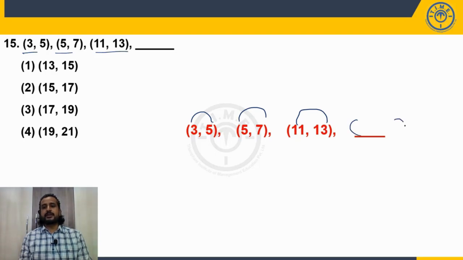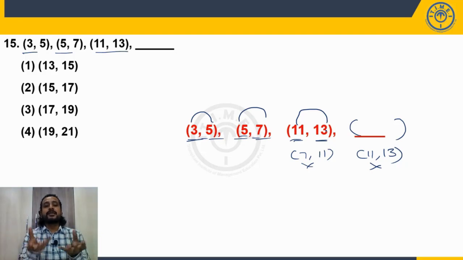So what should be the next prime pair? Can we take alternate prime numbers, like 3, 5, 5, 7? It is not 7, 11. If it were 7, 11, my answer might be the next 11, 13. So it is not that kind of logic. What is the special feature given in this question? That is important to understand. 3, 5, 5, 7, 11, 13. So what should be the next prime pair?